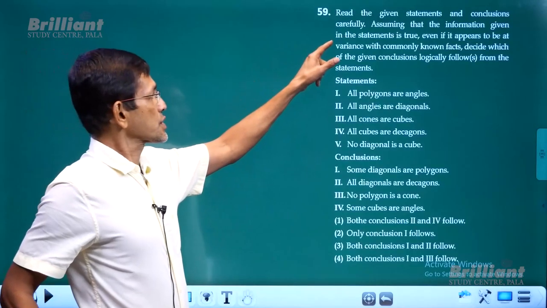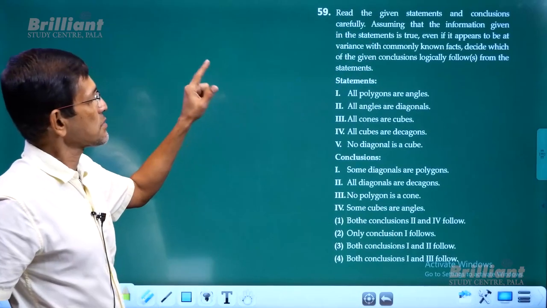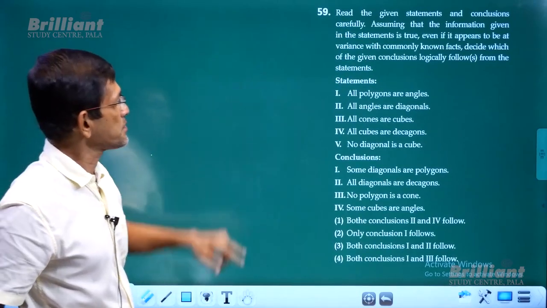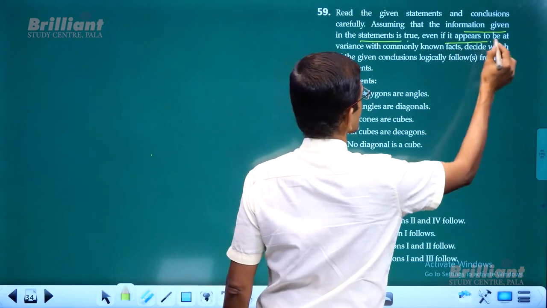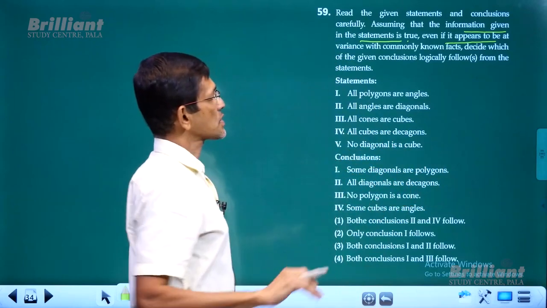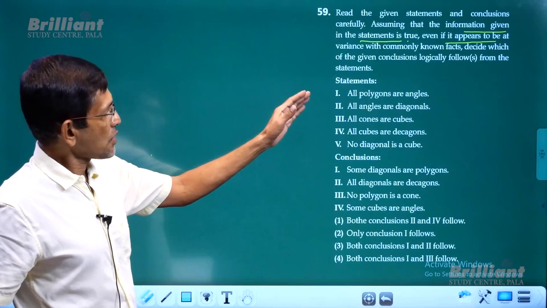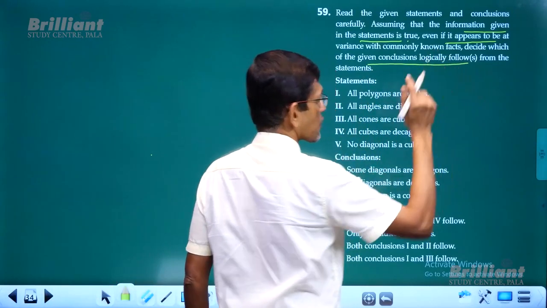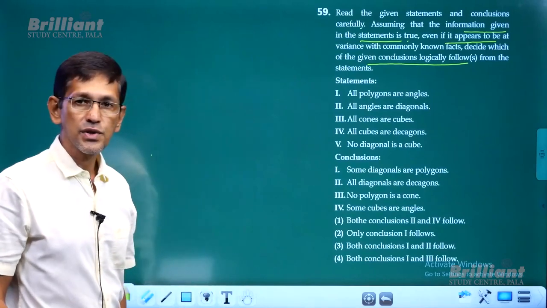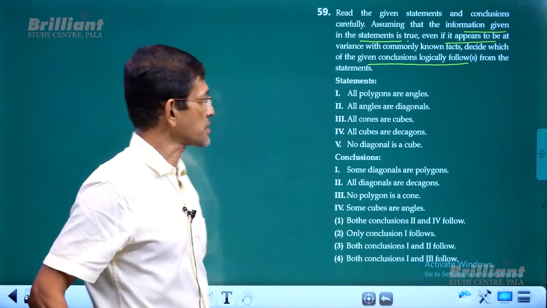Well, in this question, read the given statements and conclusions carefully. Assuming that the information given in the statements is true, even if it appears to be at variance with commonly known facts, decide which of the given conclusions logically follow from the statements. So what type of question is it? This is a deduction or syllogism type question.